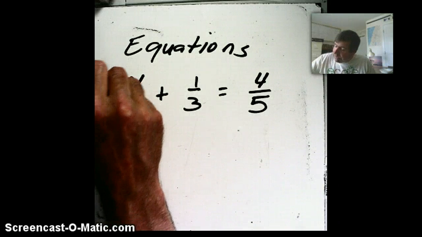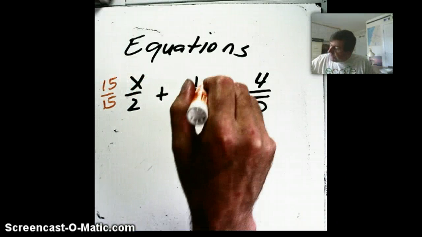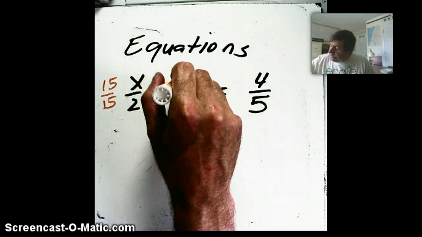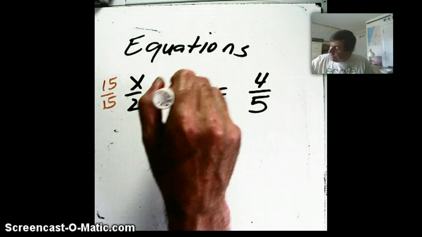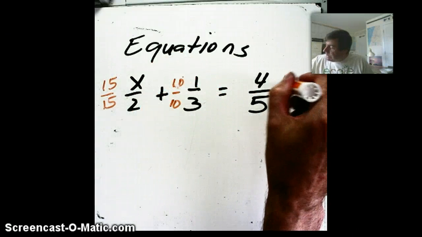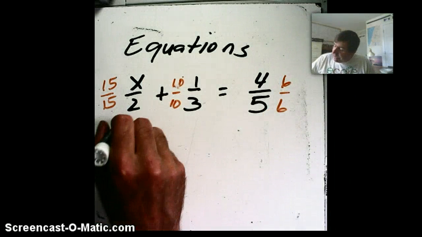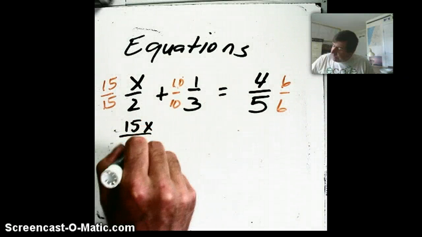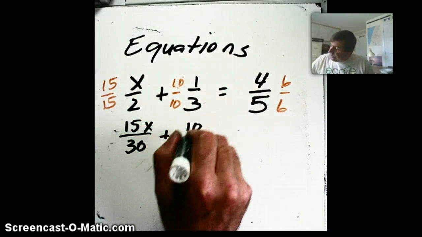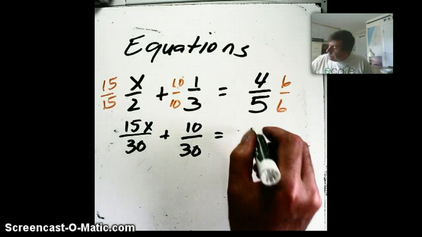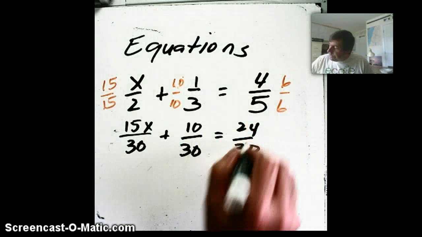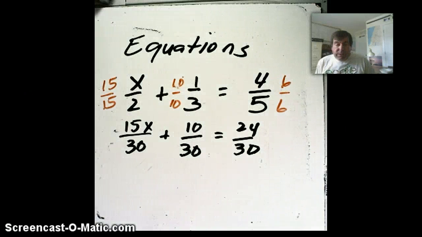I'm going to have to multiply this guy by 15 over 15. I'm going to have to multiply this guy by 10 over 10. I'm going to have to multiply this guy by 6 over 6. Now I'm going to multiply them. And notice here I have 15x over 30 plus 10 over 30 equals, looks like 24 over 30. Now you could see that the 15x plus the 10 would have to equal 24 from just basic common sense.